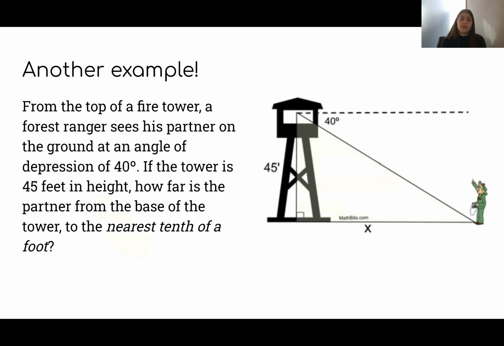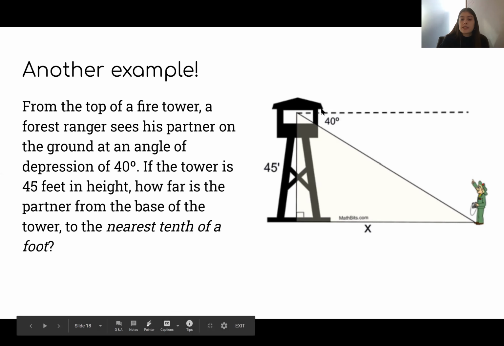So here's our example. It says, from the top of the fire tower, a forest ranger sees his partner on the ground at an angle of depression of 40 degrees. If the tower is 45 feet in height, how far is the partner from the base of the tower to the nearest tenth of a foot? All right.